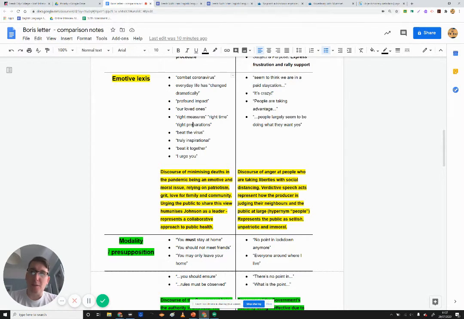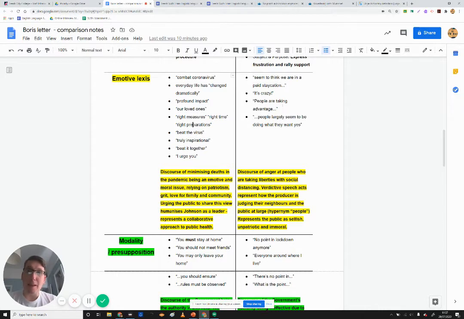So they both use emotive phrases. In the Mumsnet article, it does it because it wants to show the anger and the frustration that the poster has. They're saying, why is nobody else taking it seriously? I'm angry. So some of the phrases that we've got, "they seem to think that we're in a paid staycation." So we can explore this a little bit.